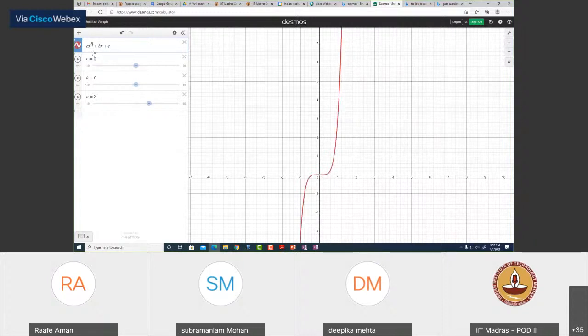Okay. So what do we call this one? These are polynomial parts. The only thing is, the symmetry is reflected on the x-axis.